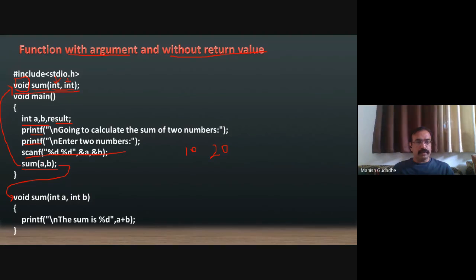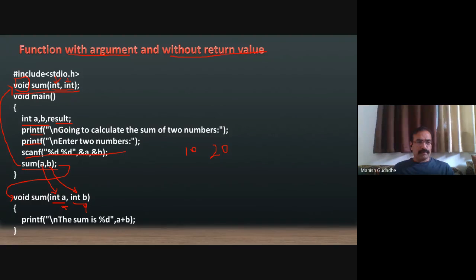Control will go to this statement, and the value of A will be copied in this variable, and the value of B will be copied in this variable. These variables are again named A and B. You can name them anything. Even if I say X and Y, it is going to make no difference.